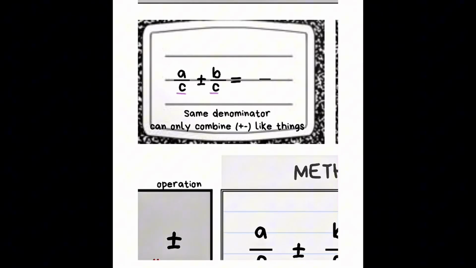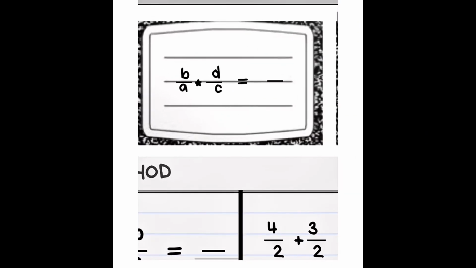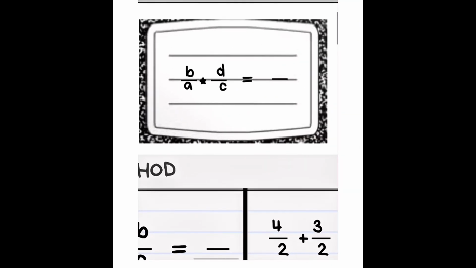So here we found our common denominator, and that will be our denominator for our answer. And for the numerator, we're just going to straightforward add or subtract as given. For multiplying fractions, this is pretty straightforward. We just multiply the numerators, and that's our numerator. We multiply the denominators, which will be our denominator.